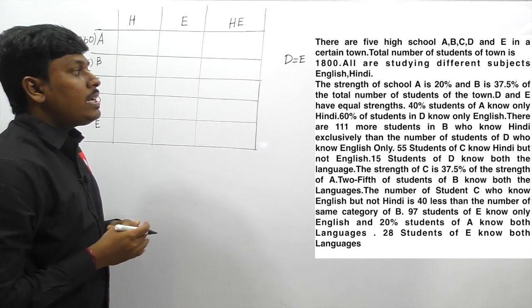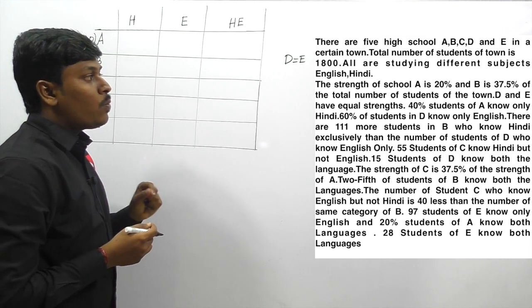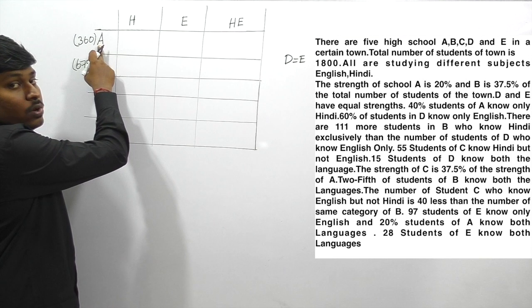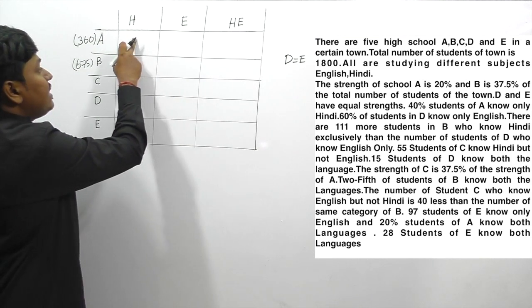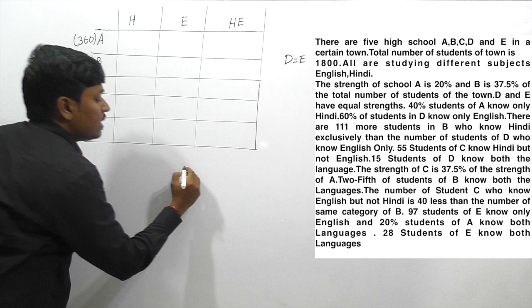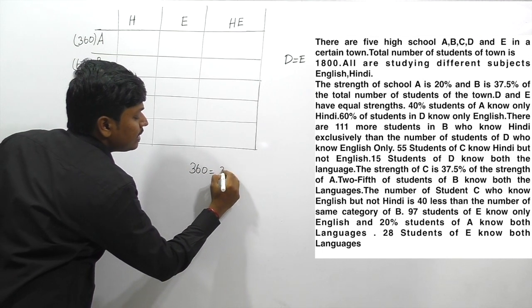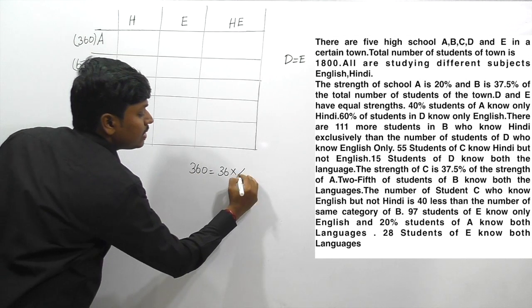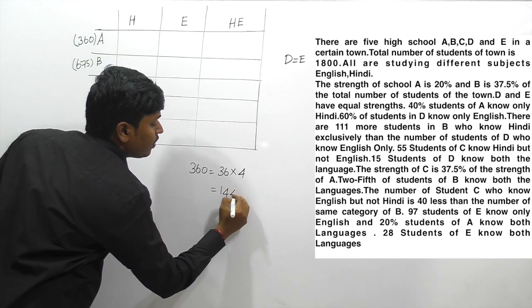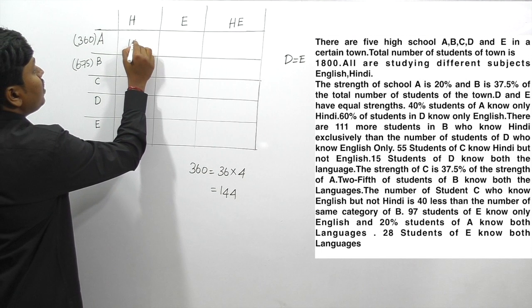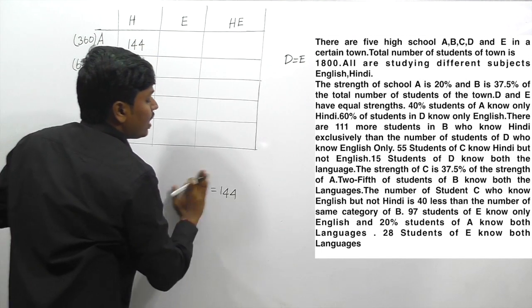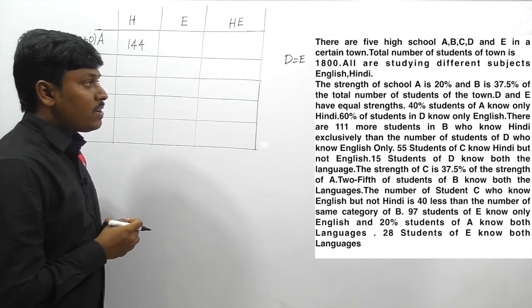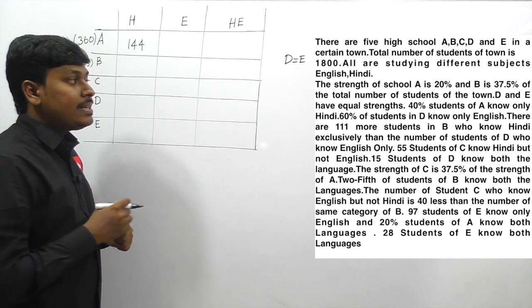Okay friends, 40% of A know only one language, Hindi. So they are saying that 40% of A know only one language, that is Hindi. What about 40%? School A has 360, and 10% will be 36. We need to calculate 40%, so 36 into 4, the resultant will be 144. So I can say that 144 students are studying only Hindi, right? Okay friends, next point. 60% of D know only one language, that is English.